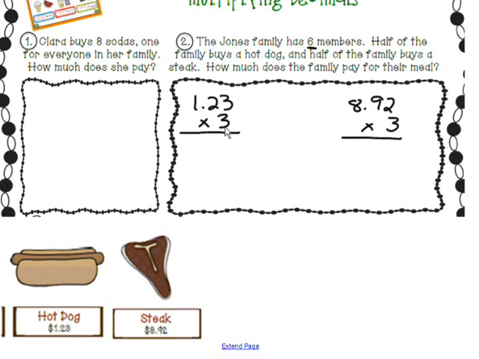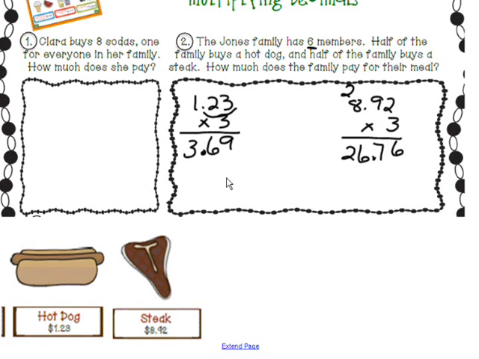Let's go back to $1.23 times 3. 3 times 3, 9. 3 times 2, 6. 3 times 1, 3. Decimal point goes over 2 places, $3.69. And then $8.92 times 3. 3 times 2 is 6. 3 times 9 is 27. Write this 7. Carry the 2. 3 times 8 is 24, 25, 26.